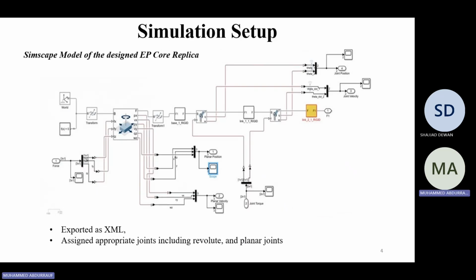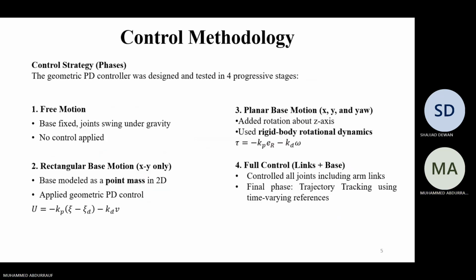This is a Simscape model of the designed EP Core replica. We have our end effector basically detached from it, but then we have our revolute joint and our planar joint. It's exported and imported into Simscape Multibody as an XML file, and we have our appropriate joints.